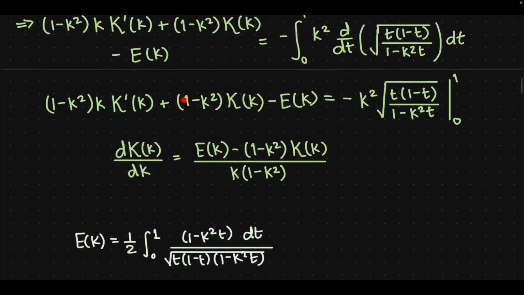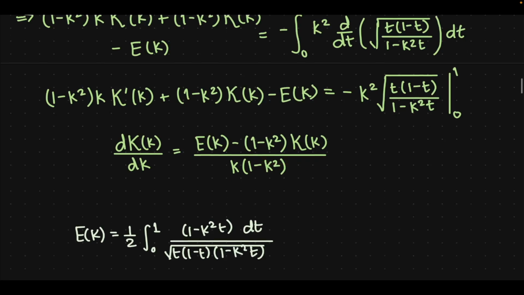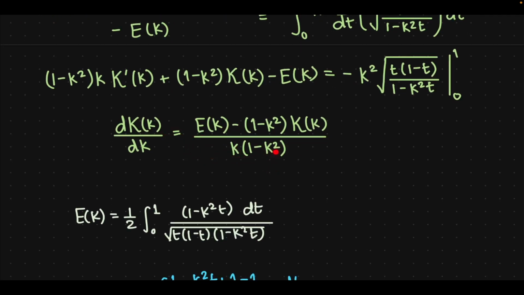and we can just rearrange this entire equation, which equals 0 anyways, to give us d of capital K of k over dk, which is another form of K prime of k, equals (E of k minus (1 minus k squared) K of k) divided by k times (1 minus k squared). Now you may notice this is sort of like a coupled differential equation, because we started with K, and we're getting some mixed terms in E.